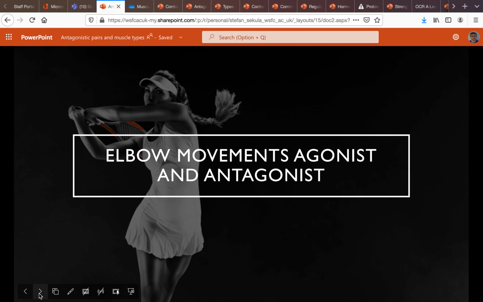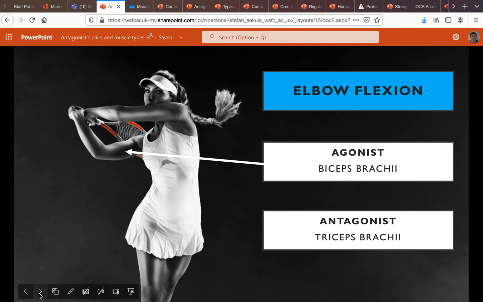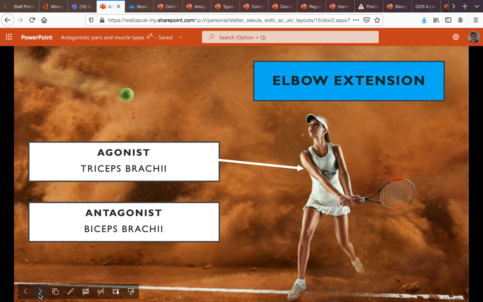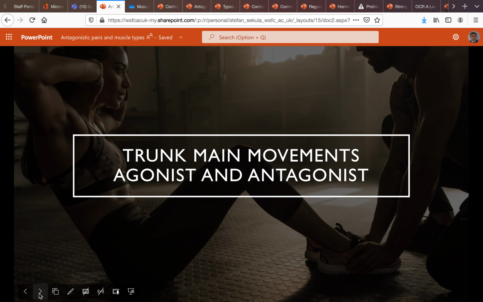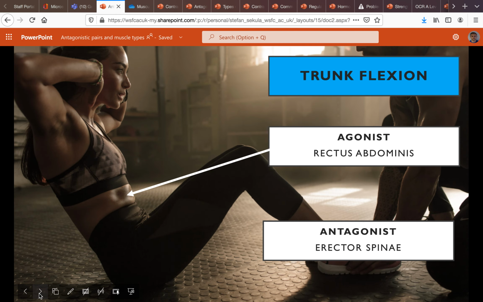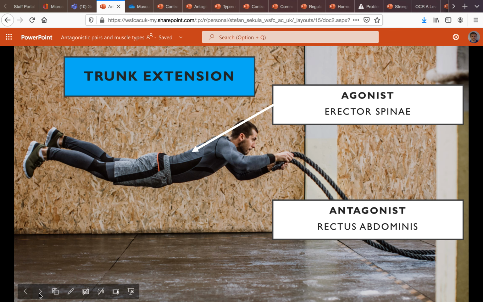So that's the shoulder. If we go down to the elbow, so movements agonist and antagonist. Elbow flexion, agonist biceps, antagonist triceps. Therefore, elbow extension has to be agonist triceps brachii, antagonist biceps brachii. Trunk movements, so trunk flexion, agonist rectus abdominis, antagonist erector spinae. So therefore, trunk extension, agonist erector spinae, antagonist rectus abdominis.